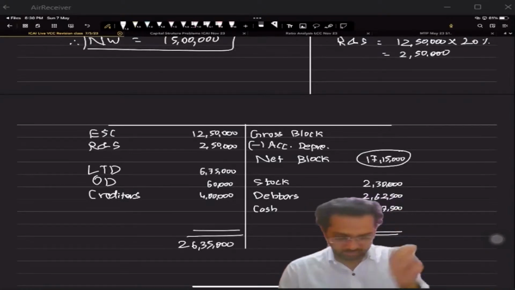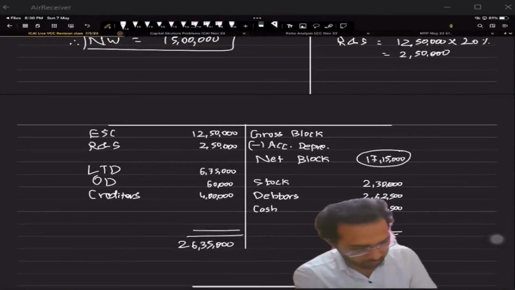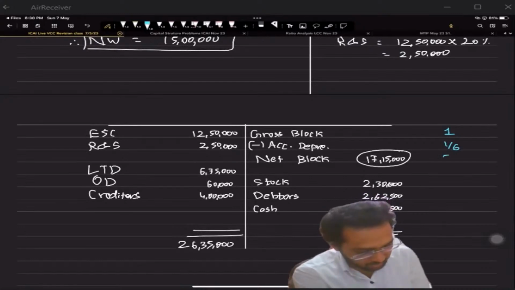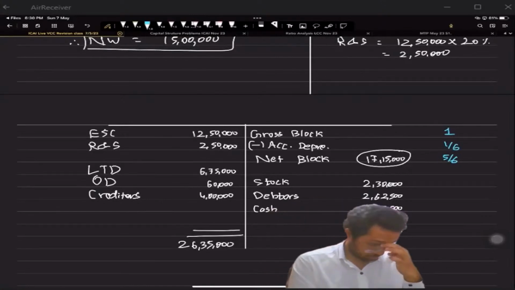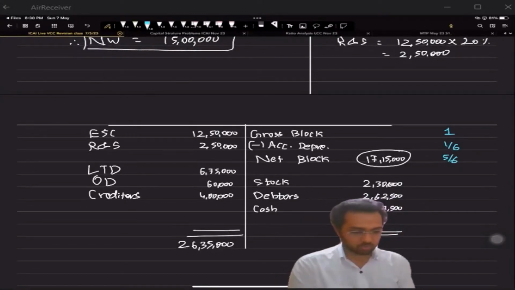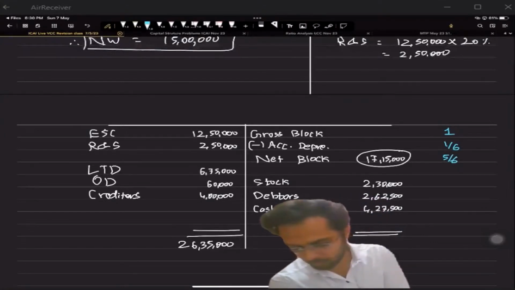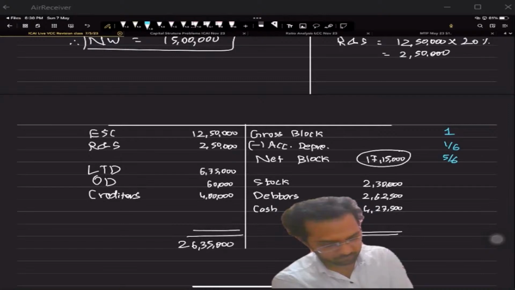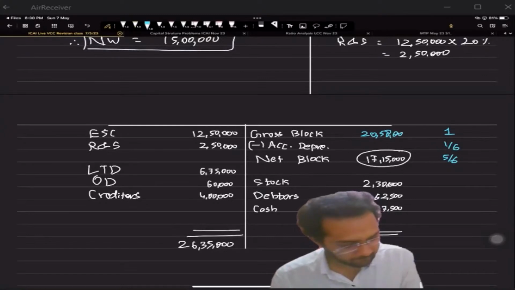So this works out to be 17,15,000. And we say that the accumulated depreciation is 1/6 of the original cost. So if gross block is 1, accumulated depreciation is 1/6. So this is basically 5/6. If this is 5/6, then we need to simply do the cross multiplication, 6 divided by 5. 20,58,000 is the gross block.